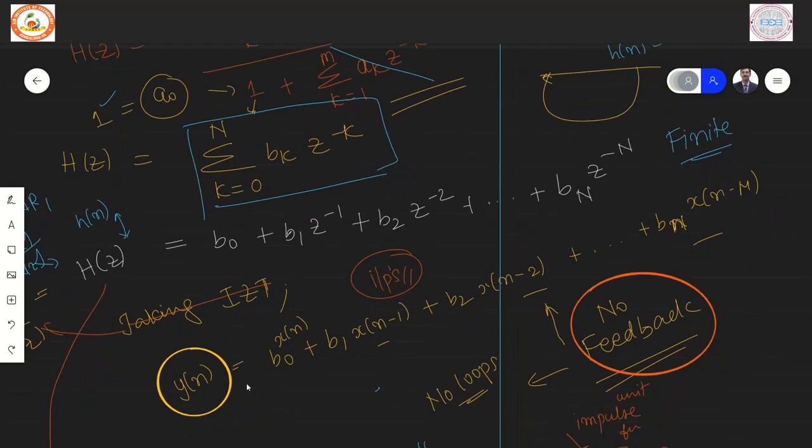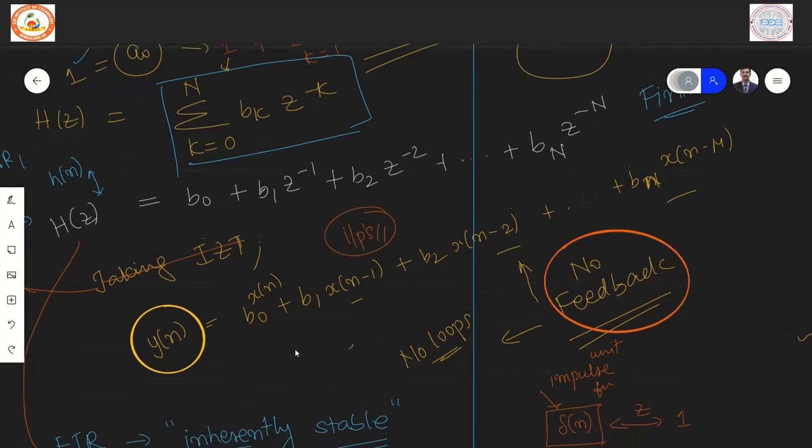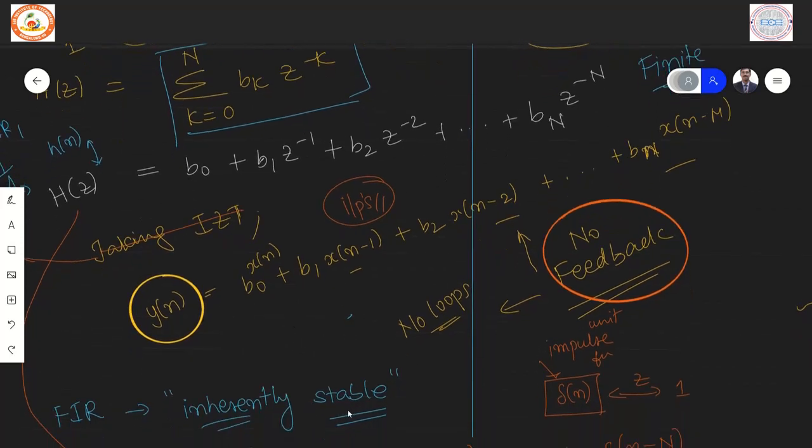Now we observe from the difference equation that the current value of output is dependent only on the input terms. It is not dependent on the past values of output as it was in the case of IIR. IIR had loops and because of the loops it was said to be unstable. Here, since there is no concept of feedback involved, the looping is avoided and hence the system is said to be inherently stable.